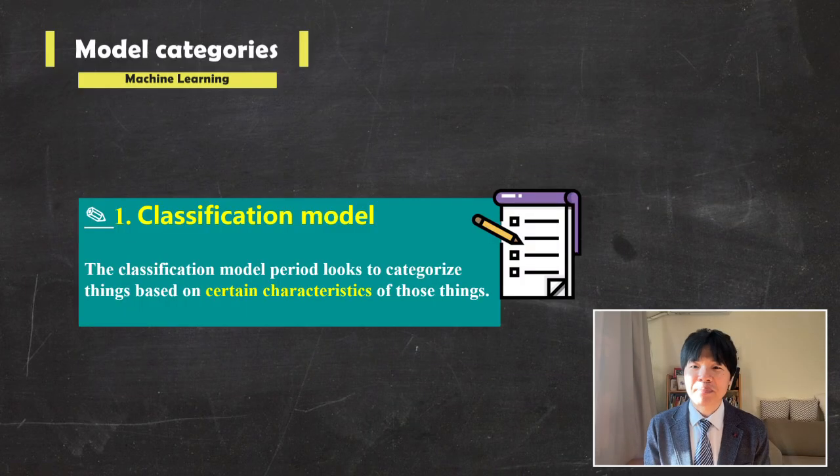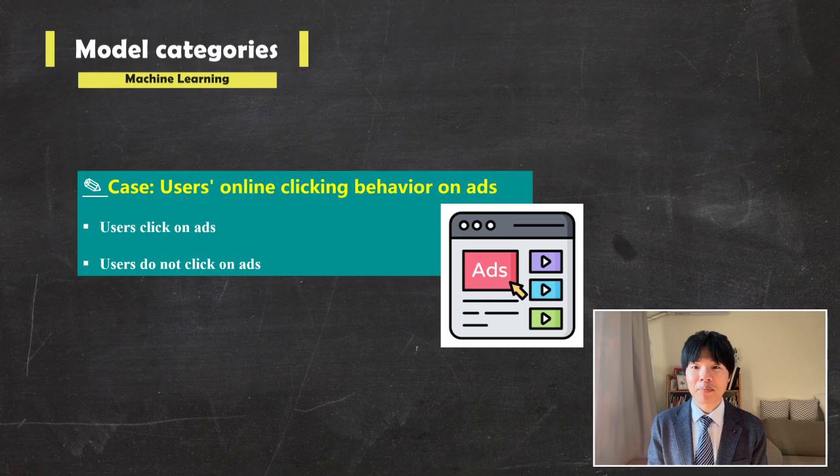Each type of model is built using different learning algorithms. First, let's look at the classification models. As the name suggests, classification models are used to categorize things based on certain features. For example, when predicting whether a user will click on an online advertisement, the prediction outcome is binary, clicks or doesn't click. In this scenario, there are two classification results.